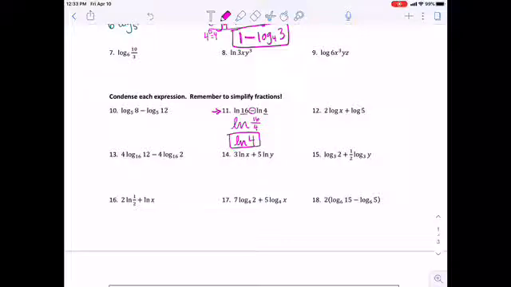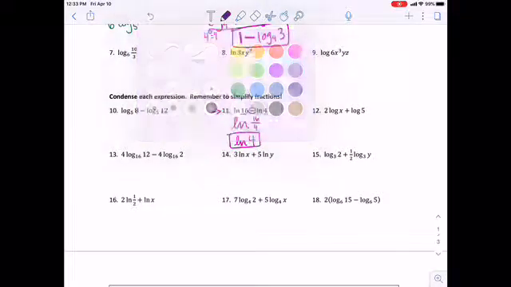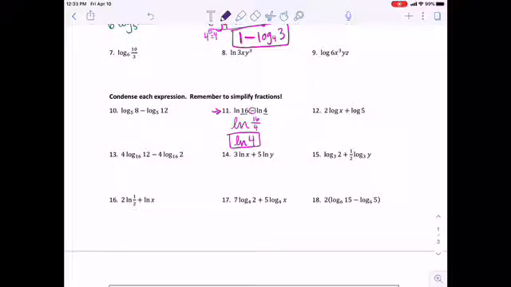All right, well, let's look then at problem 12. Problem 12 is actually using 2 principles here. First, I notice that I have this 2 sitting in front of the log, and I remember that I can pull that 2 up and make it become a power. So this becomes the log of x to the 2nd power plus the log of 5.